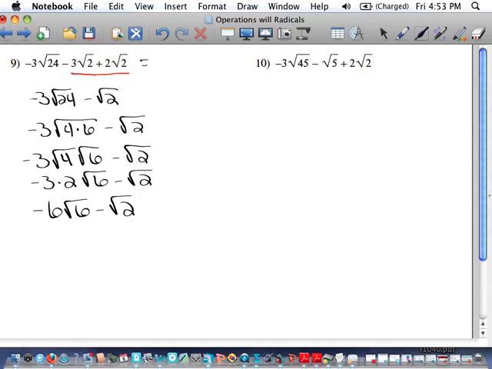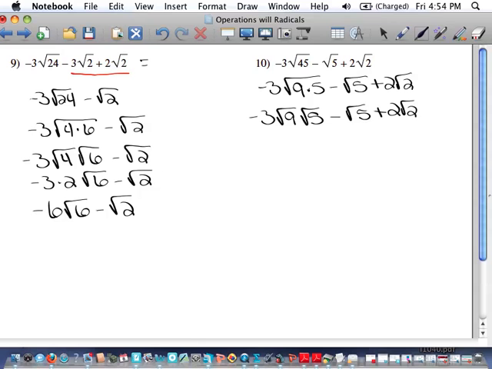Number 10, again, I have 3 different terms, and now I have 3 different radicands. So I can't combine anything at this point. But when I look at 45, I think I can break that down. So I have negative 3 times 45 can be factored to 9 times 5. And I have minus root 5 plus 2 root 2. So now this becomes negative 3 times the square root of 9 times the square root of 5 minus the square root of 5 plus 2 root 2.